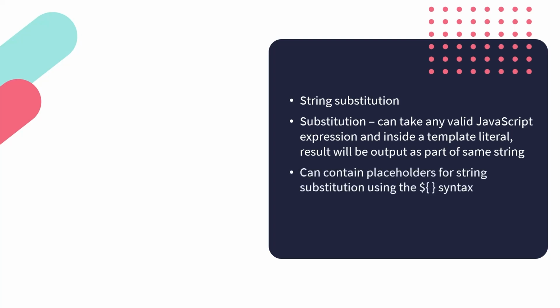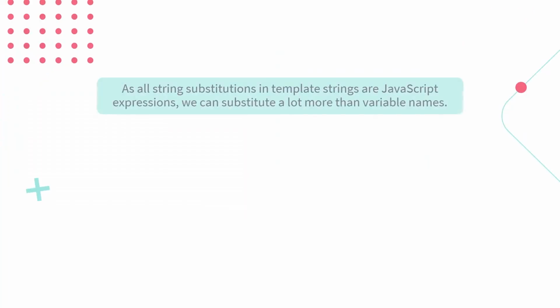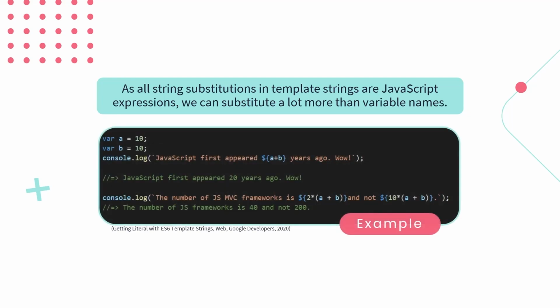Template strings can contain placeholders for string substitution using the dollar sign followed by curly brackets, as demonstrated here. Now, if we change the value of name, the output will change accordingly. As all string substitutions in template strings are JavaScript expressions, we can substitute a lot more than variable names. For example, here we can use expression interpolation to embed some readable inline math.